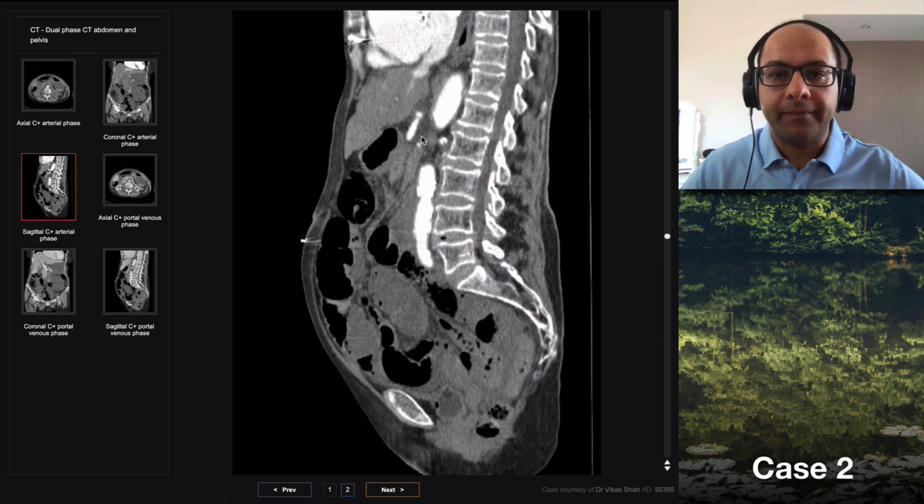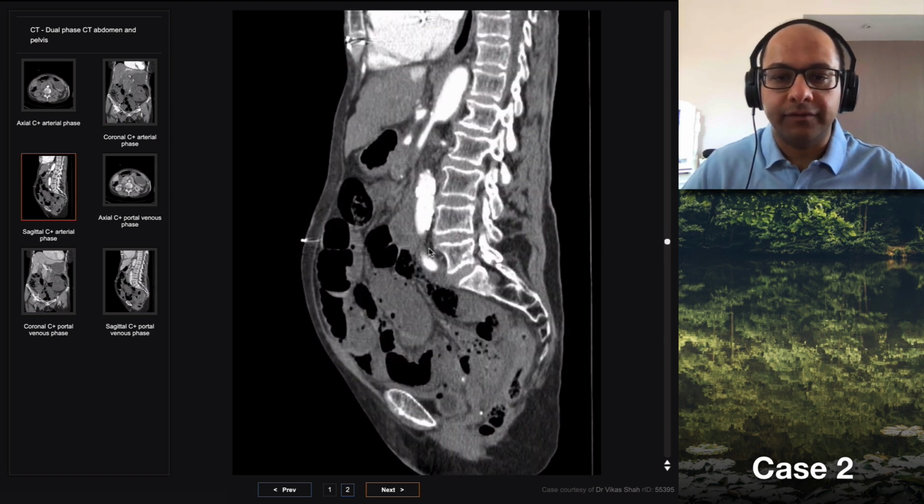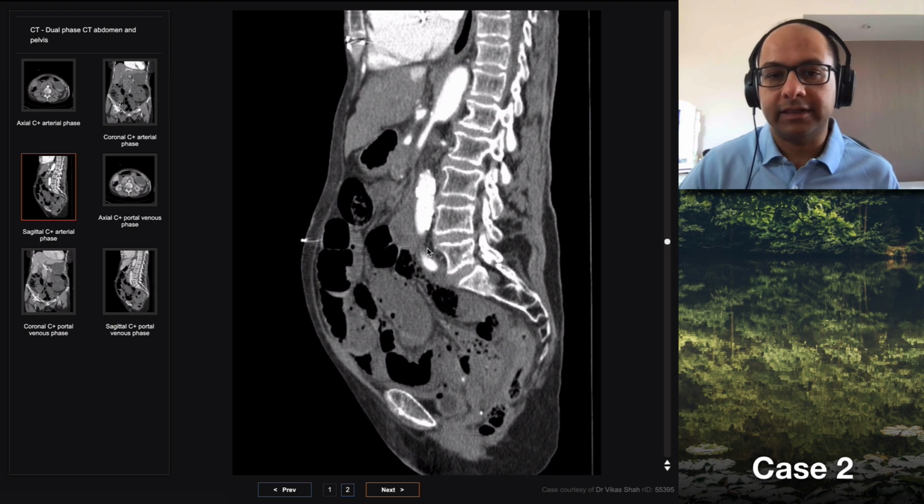Okay, but so yeah, this is a sort of example of a textbook example. They're not always like this, of clot in the SMA. So reduced flow. You've got poor enhancement of the small bowel. It's paper thin and it's distended.